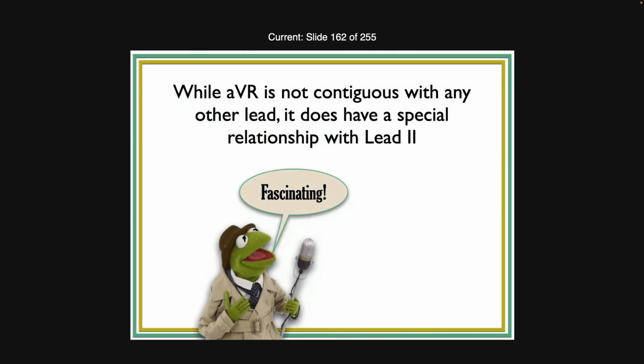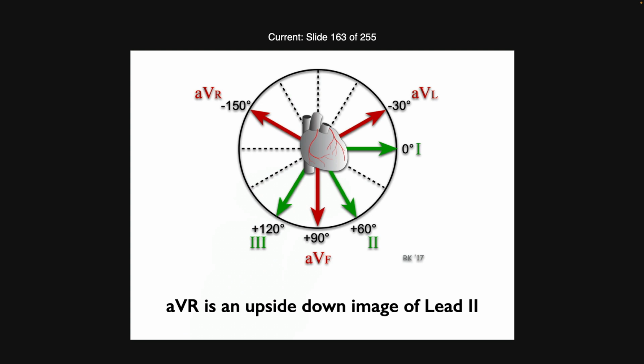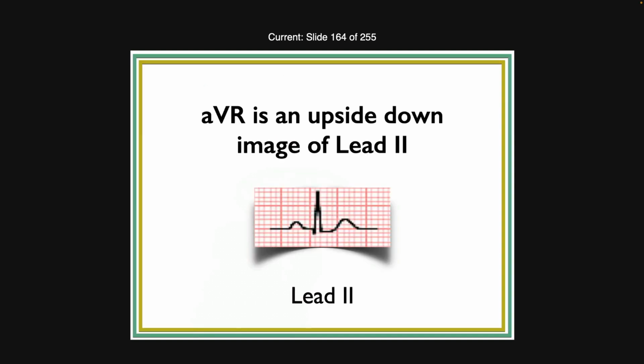Now, AVR is not contiguous with any other lead. Okay? So we never include it with the STEMI. But it does have kind of a special relationship with lead 2. Here's lead 2, and almost directly across the circle is AVR. So what that means, if this is lead 2, AVR is just going to be an upside down version of it. And that's kind of a good thing to know.